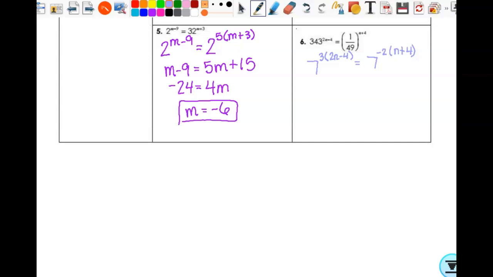Okay, so now I have a common base. I can set the 2 exponents equal to each other. I'm going to distribute while I do that. So I get 6n minus 12 equals negative 2n minus 8. That's 8n equals 4. n equals 1/2. Any questions on that? We good with that? All right.